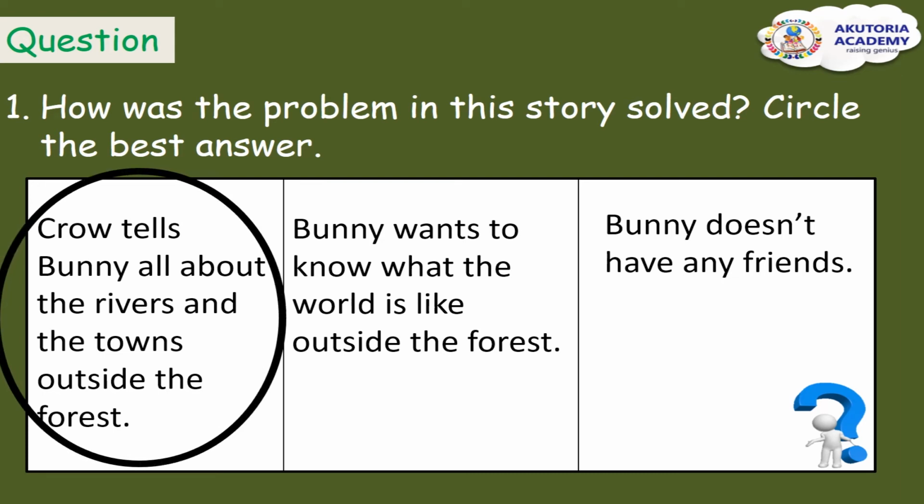Beautiful. Crow tells Bernie all about the rivers and the towns outside the forest. Remember, in the story, we were told that Bernie visited her friends sometimes, so the last option can't be the answer because she had friends. We were also told that Bernie always wanted to know what the world is like outside the forest. That was her problem. And how the problem was solved was that she met Crow, and Crow told her all about the rivers and the towns outside the forest.